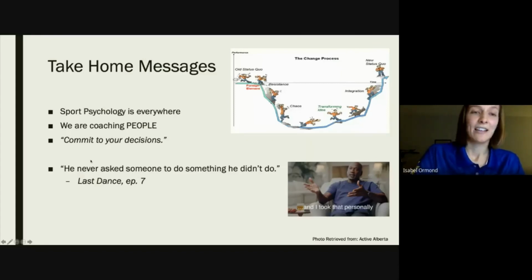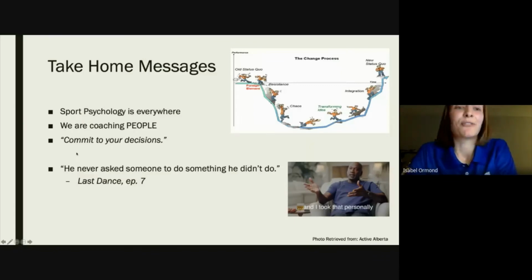And then same thing for the athletes as to you coaches, commit to your decision. So if this is something that you want to work on and improve on for athletes, it'll take time, it'll be chaotic, but commit to what you're doing and really give it a chance for you and your athletes.